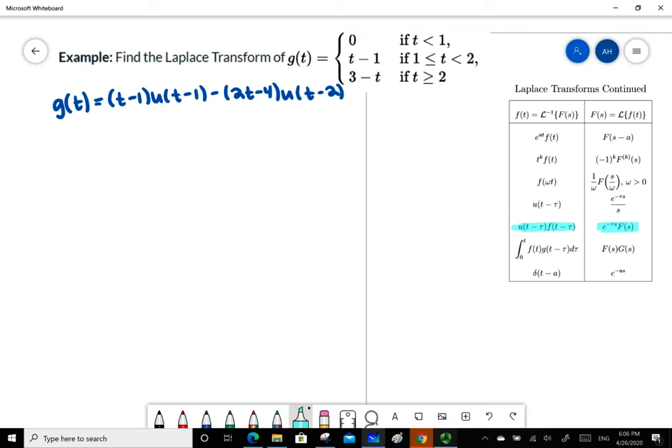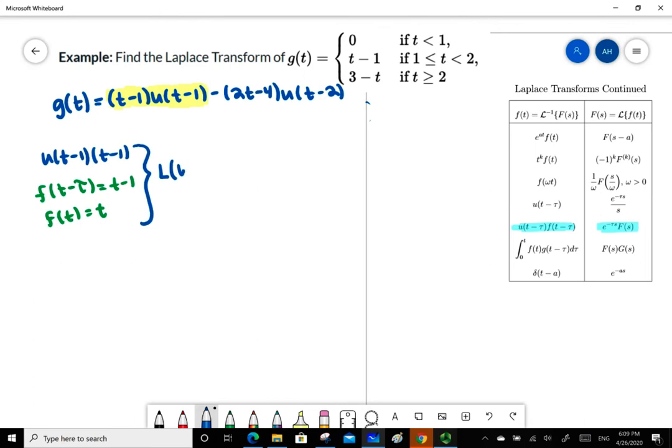So we need to rewrite the two halves of g of t in the form u of t minus tau times f of t minus tau. The first part, (t minus 1) u of t minus 1, is pretty much already in the correct format. We can just switch the order of the factors and write it as u of t minus 1 times (t minus 1), which makes the function f of t minus tau just t minus 1, which is the function f of t equals t evaluated at t minus 1.